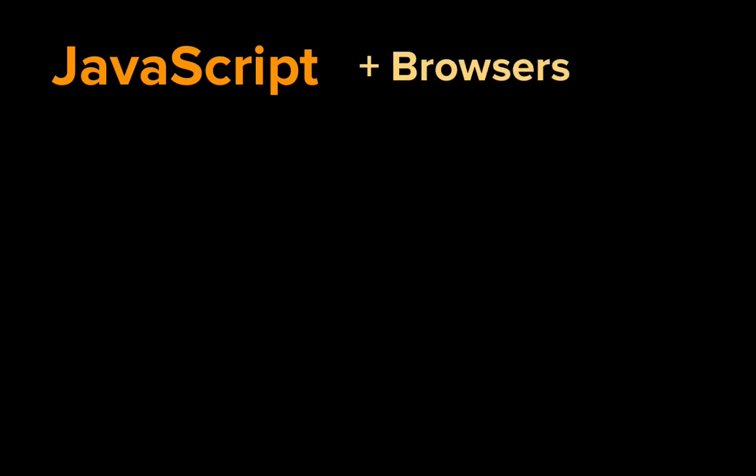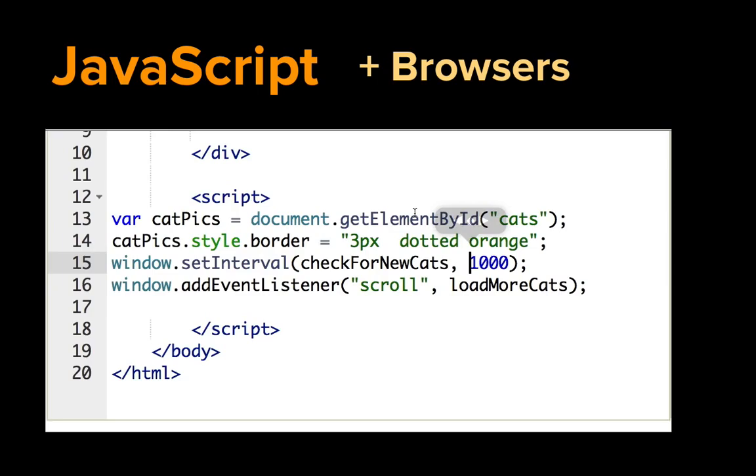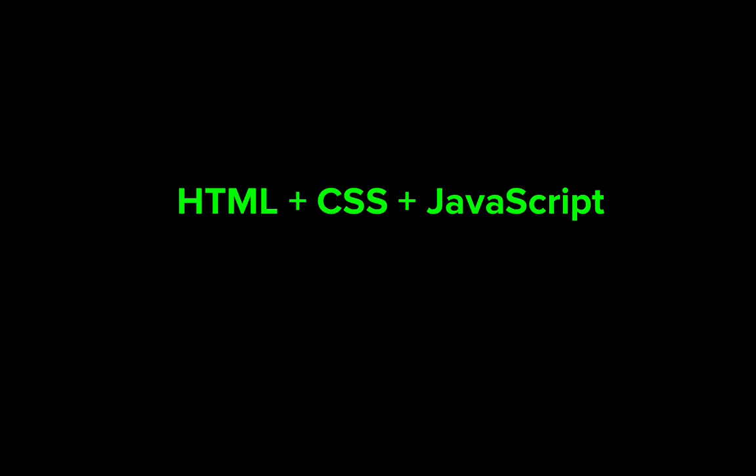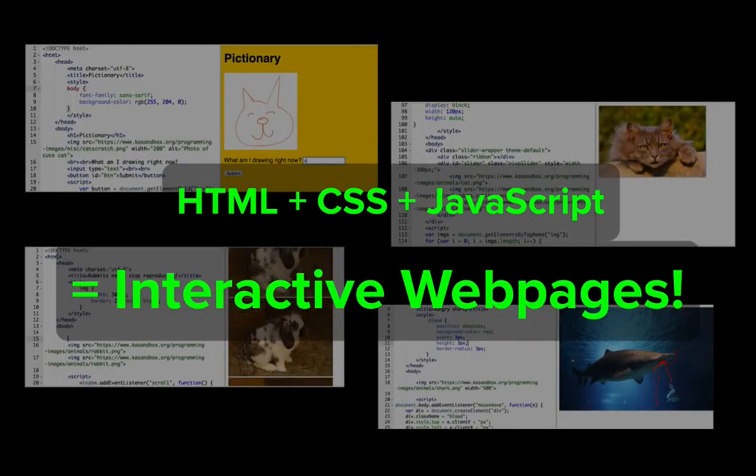In a web page environment, browsers provide a set of functions for making web pages interactive, like getElementById, setInterval, and addEventListener. You'll learn all about those functions and more in this course, and be able to use them on your web pages to turn them into amazing interactive experiences.